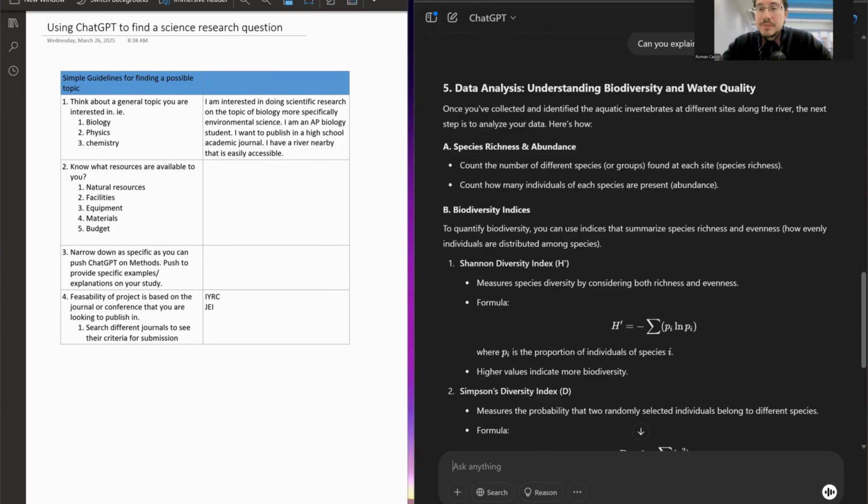How many different groups of animals are there at each particular point? And then within these groups, how many individuals of each species are there? That's abundance, right? So that's telling you already some form of result for your data.